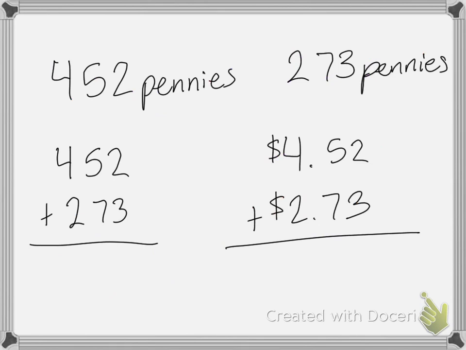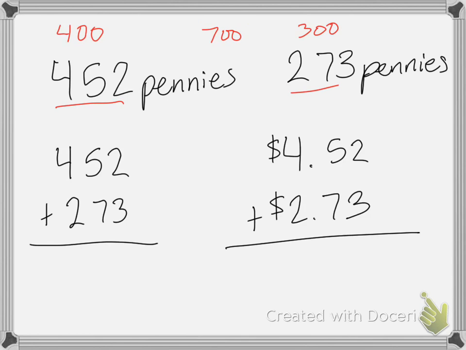Now let's pretend that I have 452 pennies in one bag and 273 pennies in another bag. How many pennies do you think we'll have altogether? Well, 452 is close to 400, or you could even say 500, and 273 is close to 300. So I should have around 700 pennies. Okay, let's see if it's correct.